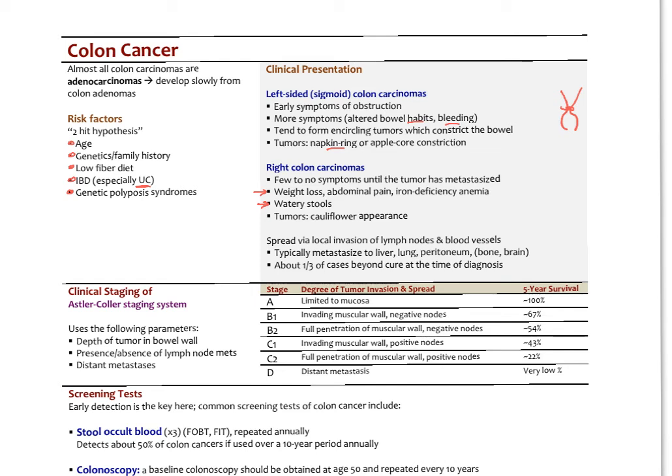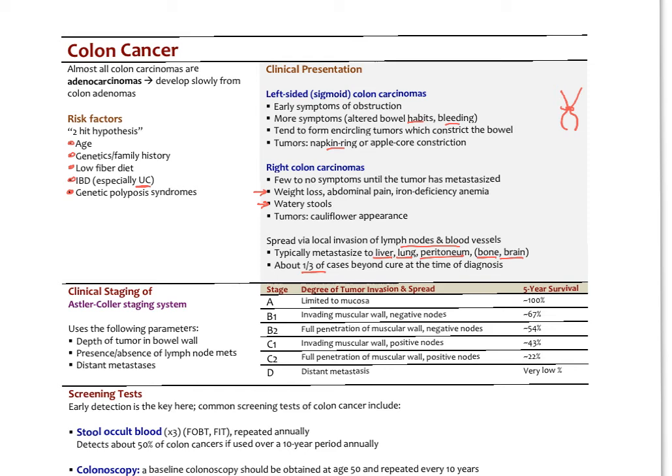The tumors spread via invasion of the lymph nodes and blood vessels, and they typically metastasize to the liver, the lung, the peritoneum, and less commonly to the bone and the brain. About a third of cases are beyond cure at the time of diagnosis.